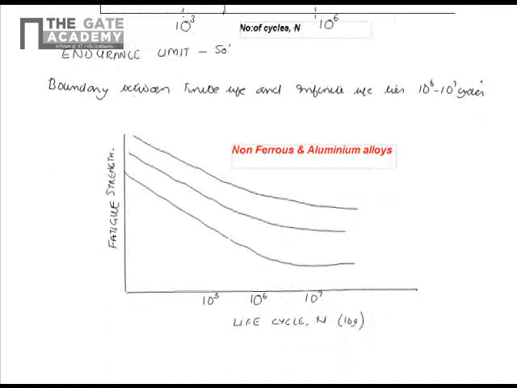For non-ferrous alloys and aluminum alloys, the SN diagram looks something like this. From this diagram we can see that there is no well-defined knee or well-defined turn in the SN diagram. Therefore, these materials do not exhibit any kind of endurance limit. So endurance limit is not defined for non-ferrous and aluminum alloys. For them we have a parameter called the fatigue strength. And usually the fatigue strength of these materials can be considered as the stress level corresponding to 5 into 10 power 8 cycles.